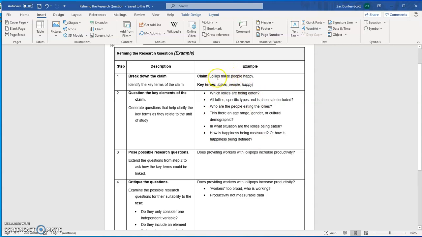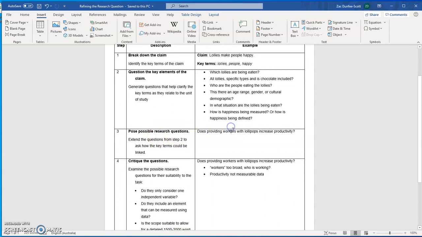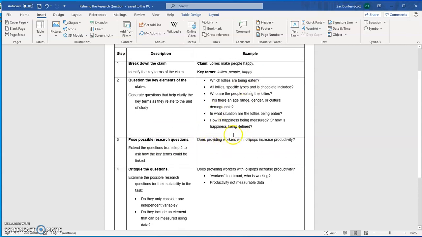Taking these key terms of this claim and thinking about how we're specifying each of them, from these questions we can then pose our first possible research question. In this example, we've taken all these and gone, okay, our first possible research question is going to be: does providing workers with lollipops increase productivity?